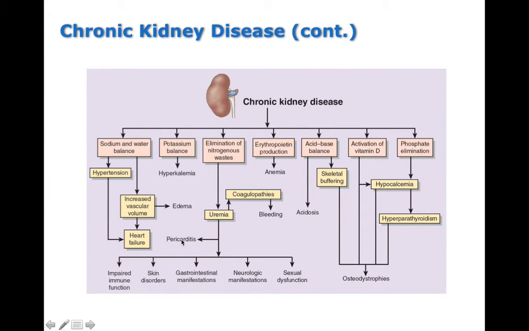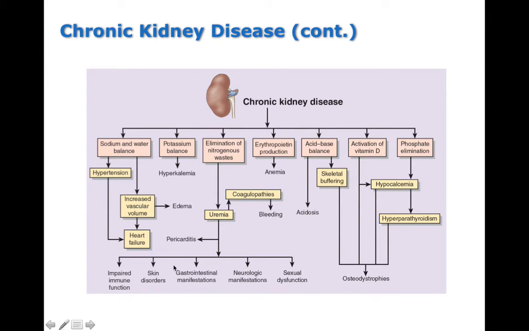Uremia is also associated with pericarditis through inflammation, but other systemic effects can be things like sexual dysfunction, neurological manifestations, things like dementia. We have uremic dementia, which is an interesting sequela of chronic kidney disease, where people have a decrease in cognitive ability and normal reasoning from the accumulation of nitrogenous waste.